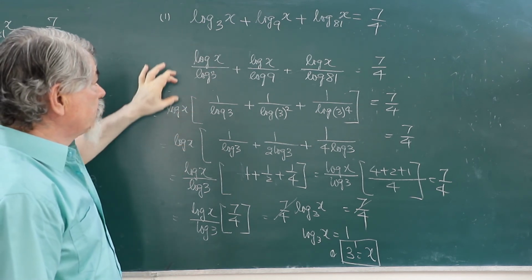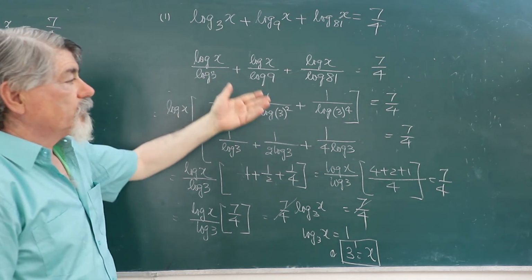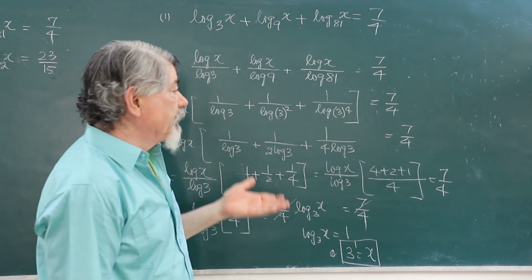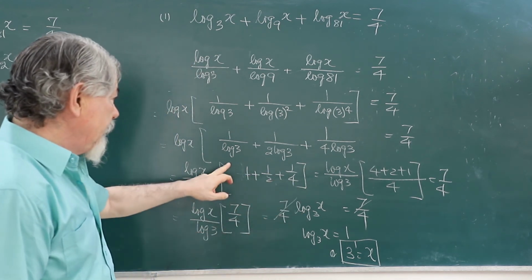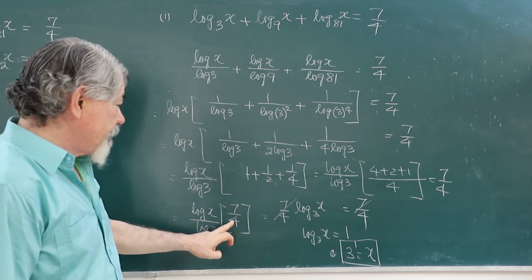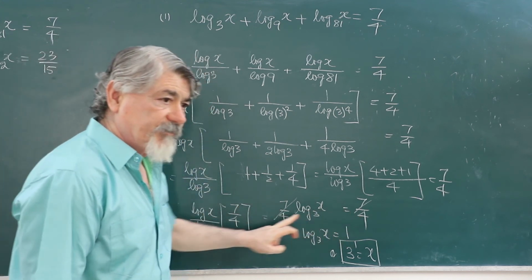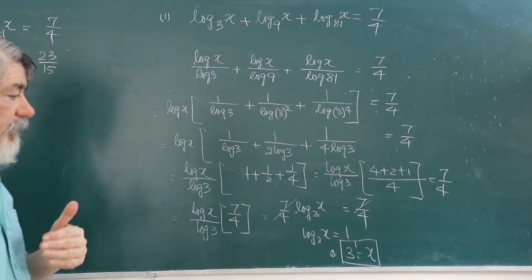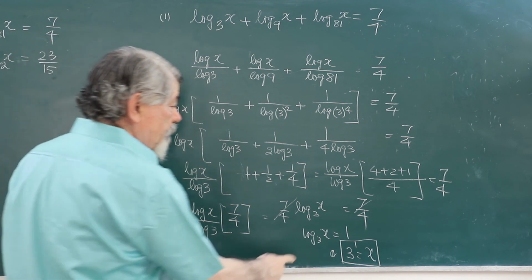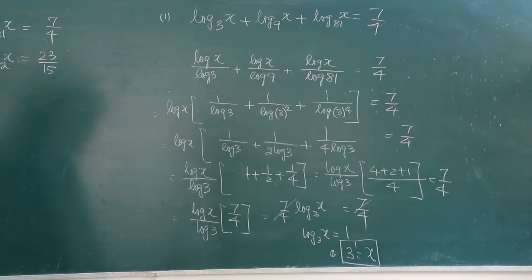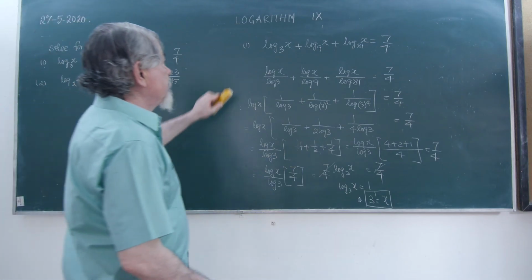So what we did was log x was common everywhere. Log 9 and log 81 we converted in terms of log 3. And then we took out common, log x to the base 3 it has become. And 7 upon 4 came, 7 upon 4 cancel from both the sides. Log x to the base 3 is equal to 1. That means 3 to the power 1 is x, if I change it to index form, and x will get to be 3. 3 to the power 1 is 3.